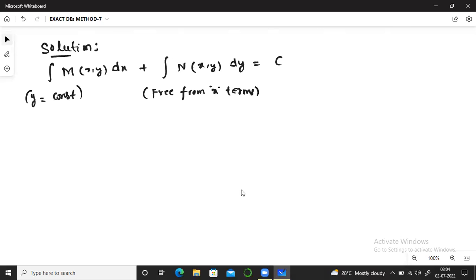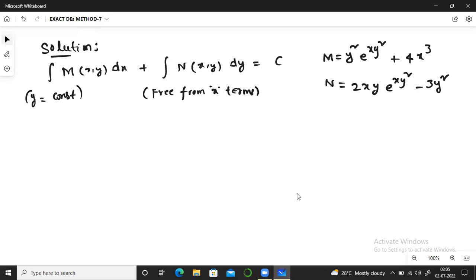So what are M and N? Let me write them separately here so that you will understand. M is y² e^(xy²) plus 4x³. This is M, right? N is 2xy into e to the power xy² minus 3y².